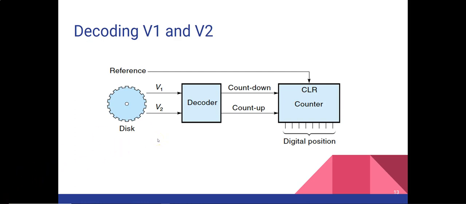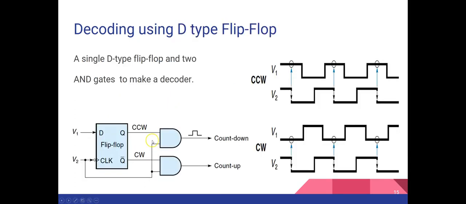Now next we are going to see how to decode V1 and V2, and to do that we will use a D flip-flop along with two AND gates.